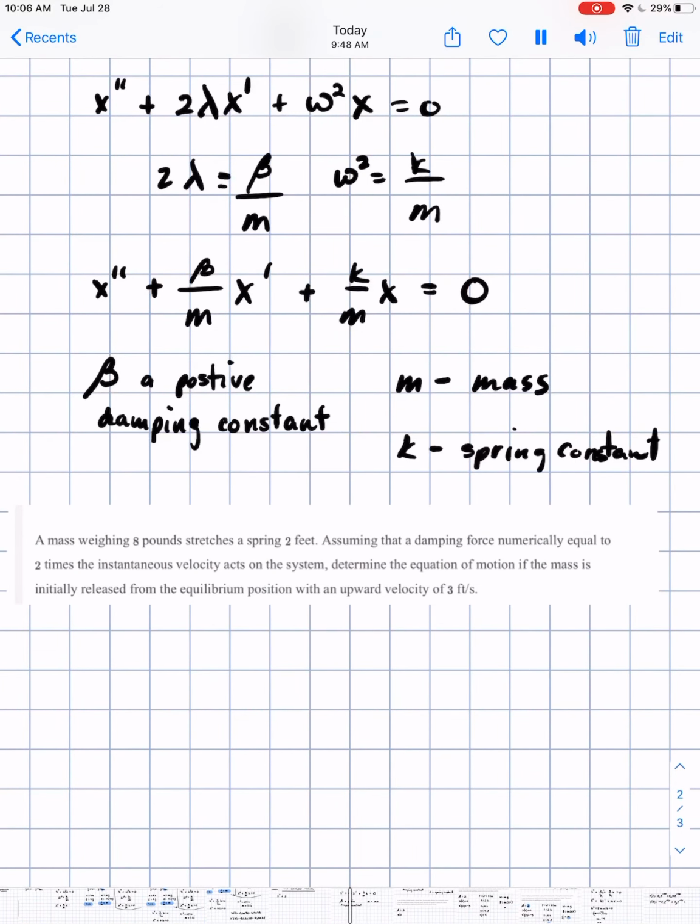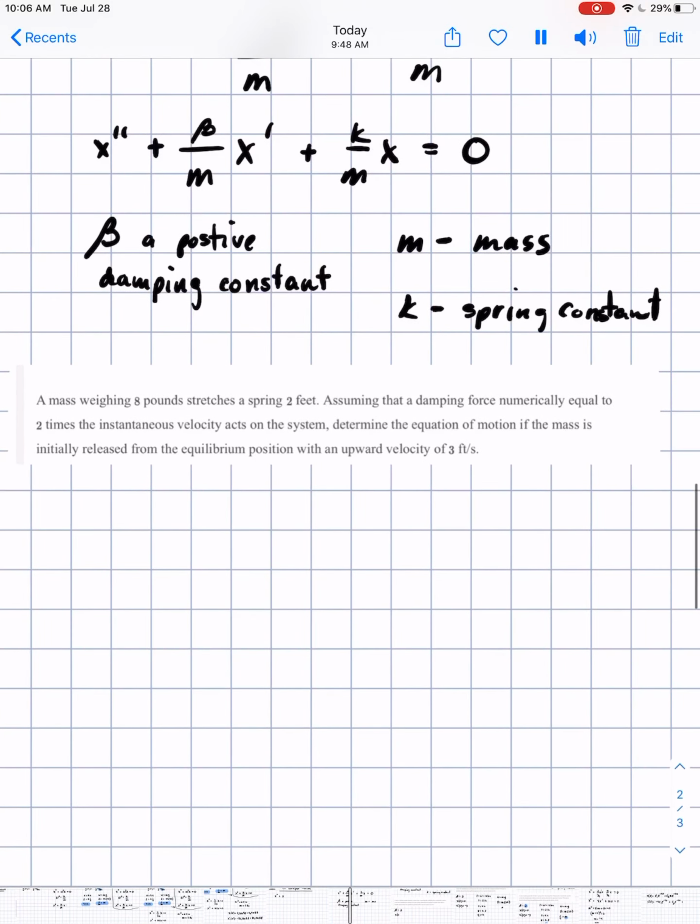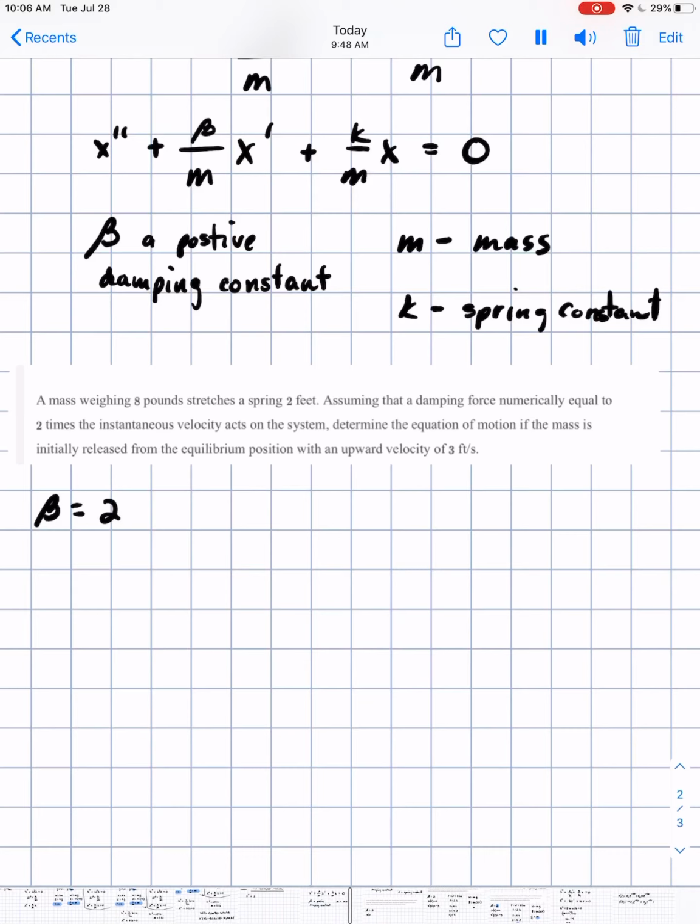All right, so here we have a mass weighing 8 pounds that stretches a spring 2 feet, assuming that the damping force numerically equals 2 times the instantaneous velocity. So anytime you see that constant, it's going to be related to the instantaneous velocity. So it's how the force is related to the instantaneous velocity. So in this case, b is going to be 2 because it's 2 times that. If it's equal, it would be 1, and so on.